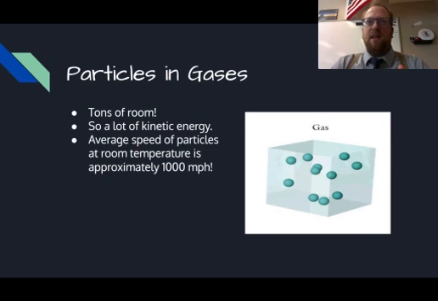Well, the average speed, the average velocity of a particle in air at room temperature is about 1,000 miles per hour. So we're talking extremely high velocities. Even though they have a tiny mass, extremely high velocity is going to lead to a very high kinetic energy.